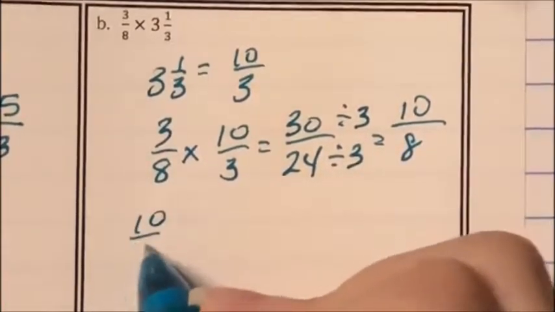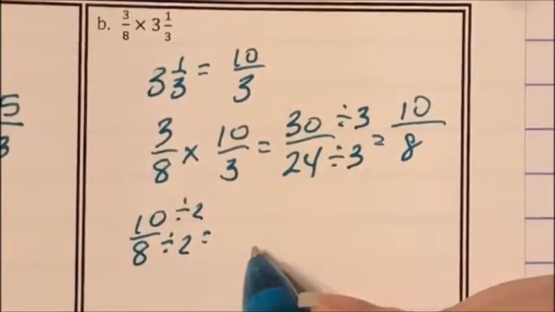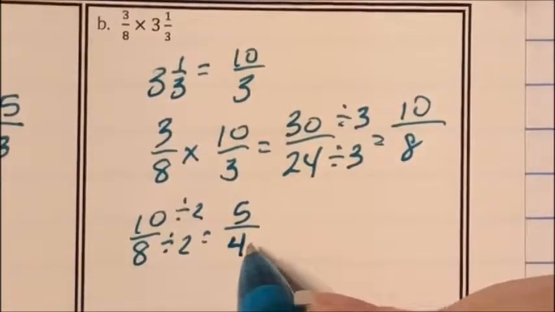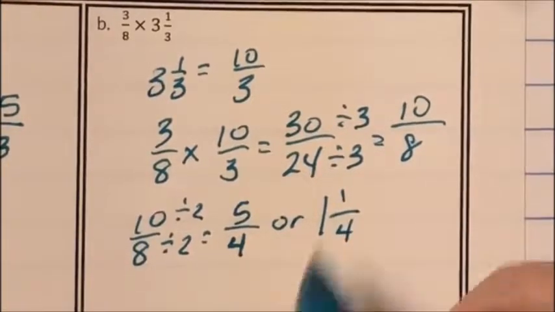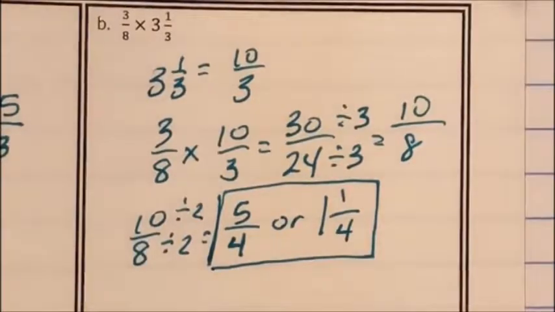Okay, so now I have 10/8, which I can then divide by 2. 10 divided by 2 is 5. 8 divided by 2 is 4. So now I have 5/4, or 1 1/4 if I change it back to a mixed number.